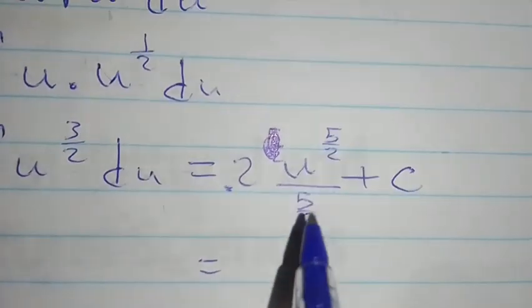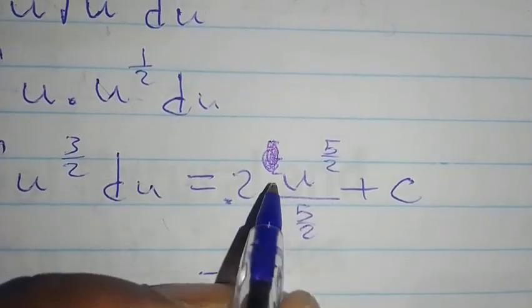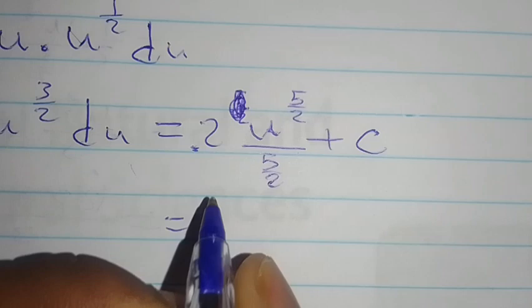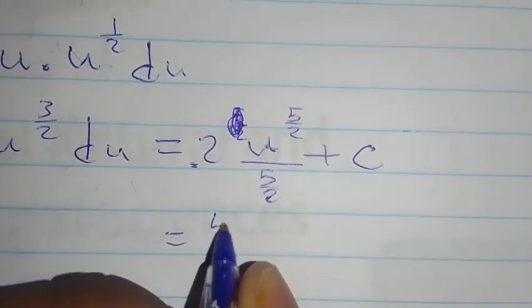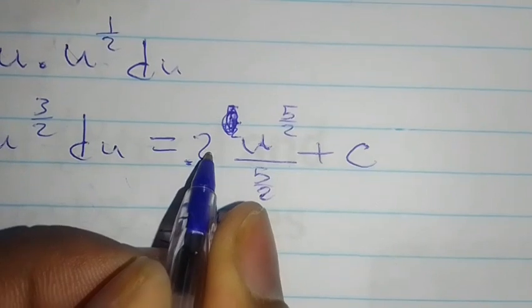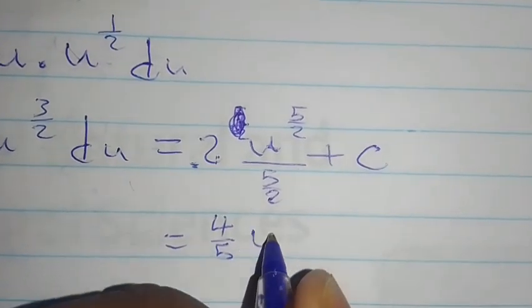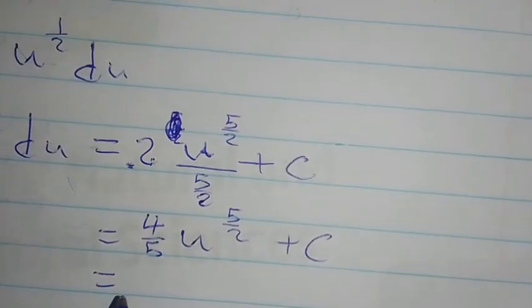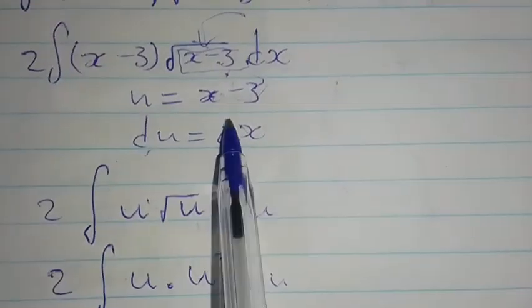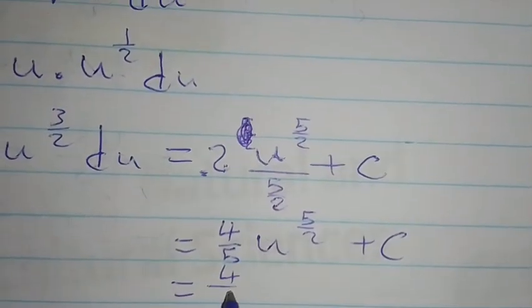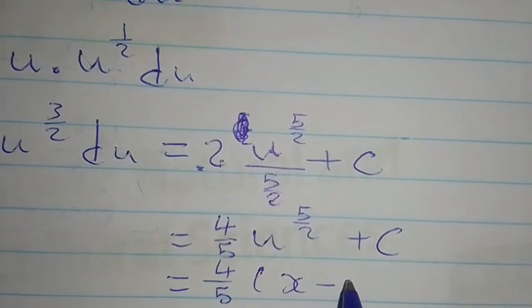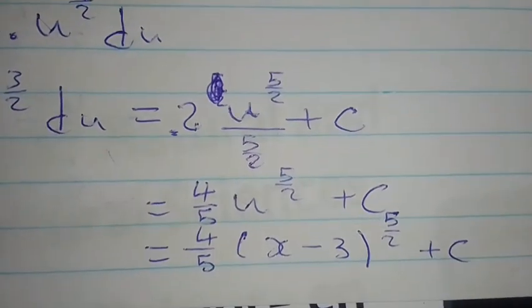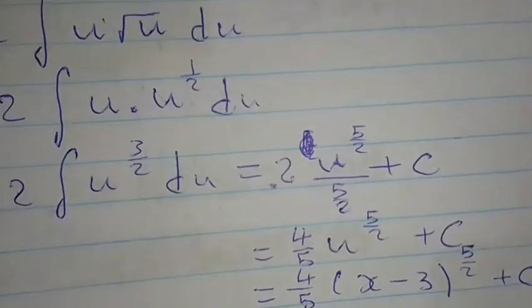Then this will further simplify. If you multiply both the numerator and the denominator by 2 over 5, you're going to have 4 over 5, since that 2 over 5 is going to multiply with 2. So you're going to have 4 over 5 multiplied by u to the power 5 over 2, but then you still have to add that constant. Then what's u? u is equal to x minus 3. So you're going to have 4 over 5 multiplied by x minus 3 to the power 5 over 2, then you add a constant. So that's basically how you can integrate this using substitution.